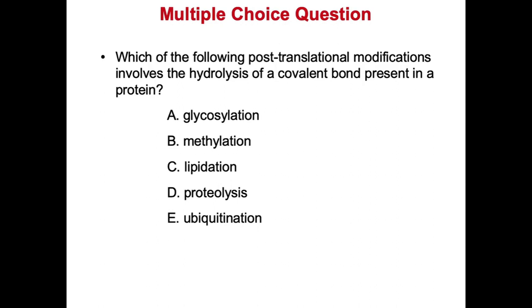So here's a multiple choice question that could be present in an examination. Which of the following post-translational modifications involves the hydrolysis of a covalent bond present in a protein? If you want to have a go, maybe you want to pause the video now. Of course, the answer here is proteolysis. Proteolysis is the breakdown of a peptide bond, and this is the covalent bond present in a protein.